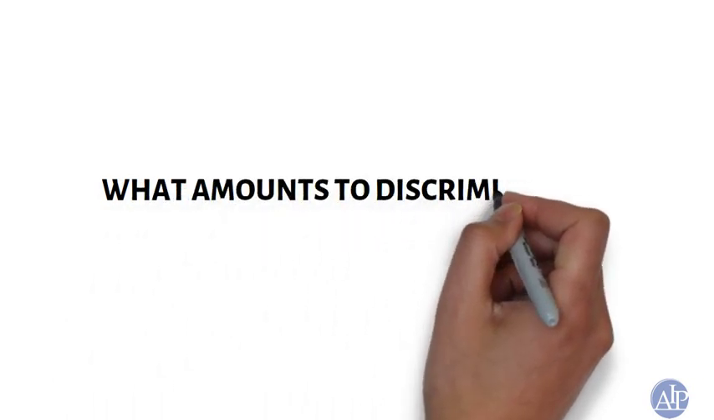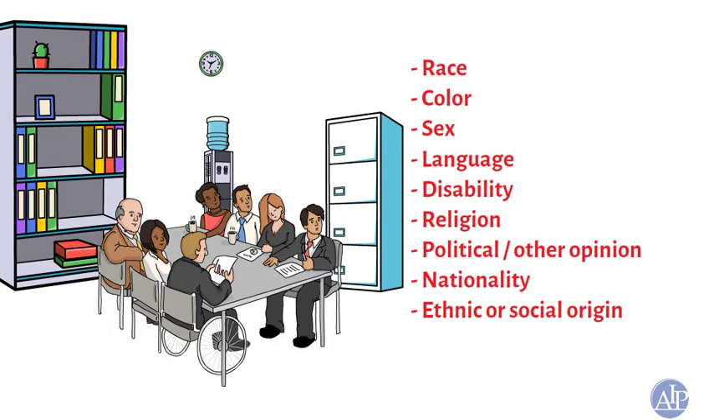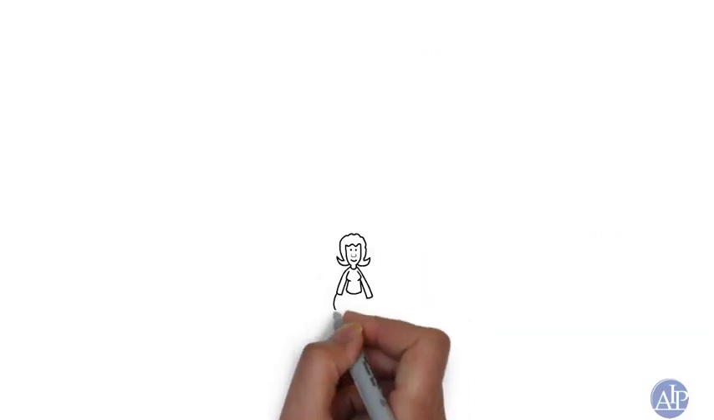What amounts to discrimination in employment? Discrimination occurs where an employee is treated adversely solely based on their race, color, sex, language, disability, religion, political or other opinion, nationality, ethnic or social origin, or such other criteria despite their qualifications.